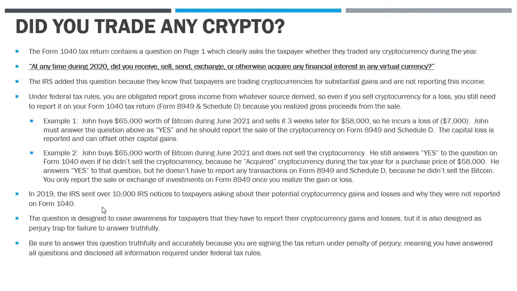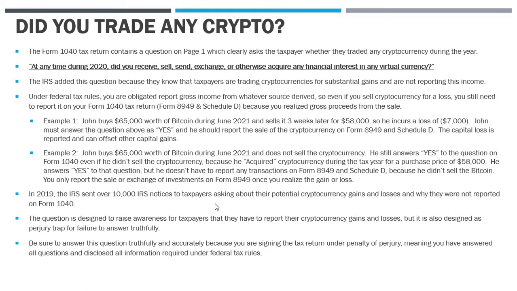Now, in 2019, the IRS sent over 10,000 notices to taxpayers about their potential crypto gains and losses. And so what they did was they compelled exchanges like Coinbase to report all this on a 1099-K. And so they cross-checked that information against what was reported on tax returns, and they found that a lot of U.S. taxpayers were trading cryptocurrency through Coinbase, but not reporting any of this on their returns. Not a good thing, right?